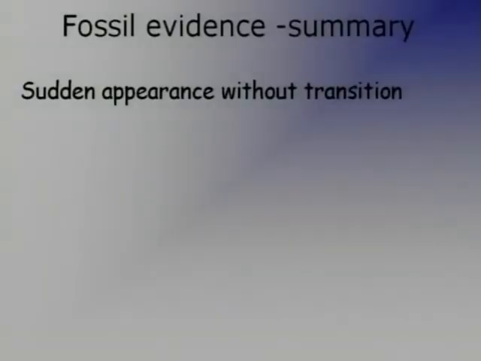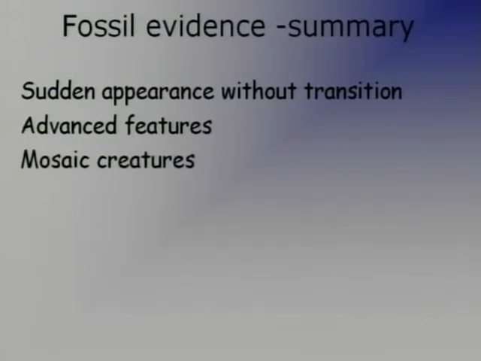So I just want to summarize where we are up to now before getting on to something a bit more technical. What we find is sudden appearance without transition. We find advanced features in what are essentially, evolutionary speaking, very, very old creatures. We also find mosaic creatures, creatures that are a combination of different types, like the platypus alive today, or like the Archaeopteryx.